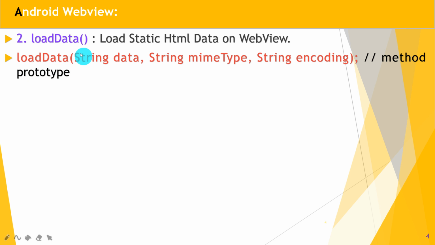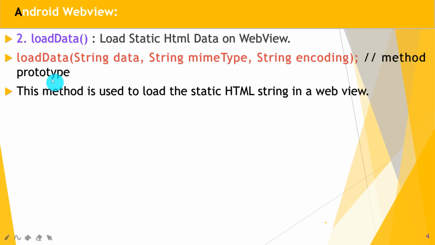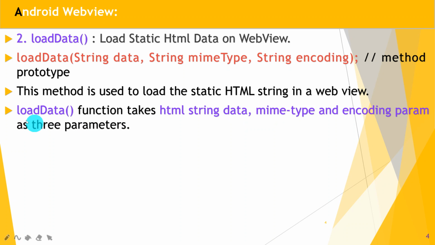So we have to pass three different arguments. First is the string data, that is the HTML string. Second is the string MIME type, and third one is the string encoding, which encoding format we want to use to show our HTML data inside WebView. Great. So this method is used to load a static HTML string inside the WebView control. Now, the loadData function takes three arguments, that is HTML string data, MIME type, and encoding parameters.